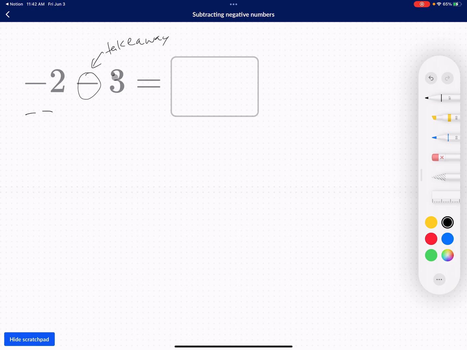I'm taking away three positive counters. So let's take away three positive counters from here, but I can't. Why? Because I only have two negative counters. So what we learned last class was we're supposed to add three zero pairs, and we take away three positive counters. So I take away 1, 2, 3, and my answer is -5.